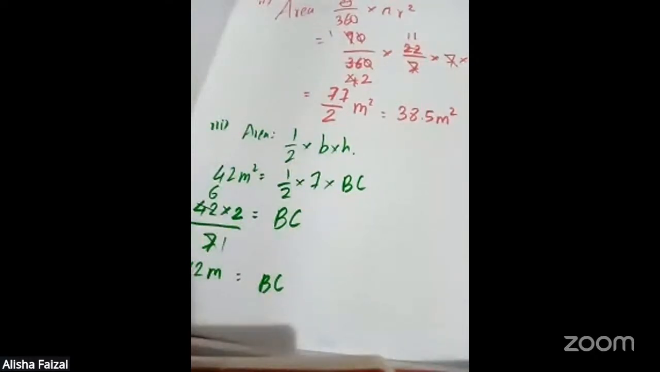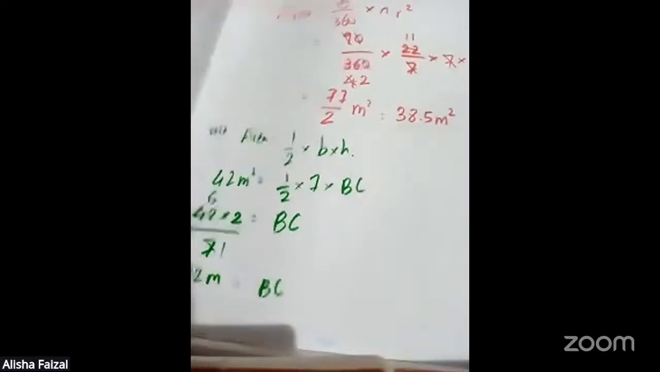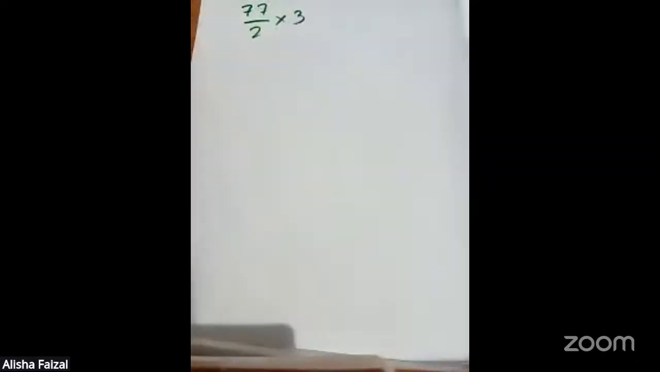I'll answer it. 3 times the area of this means we have to multiply. So the area of the sector is what? 77 over 2. Multiplied by 3. 3 times means you have to multiply by 3. Hope it's clear.